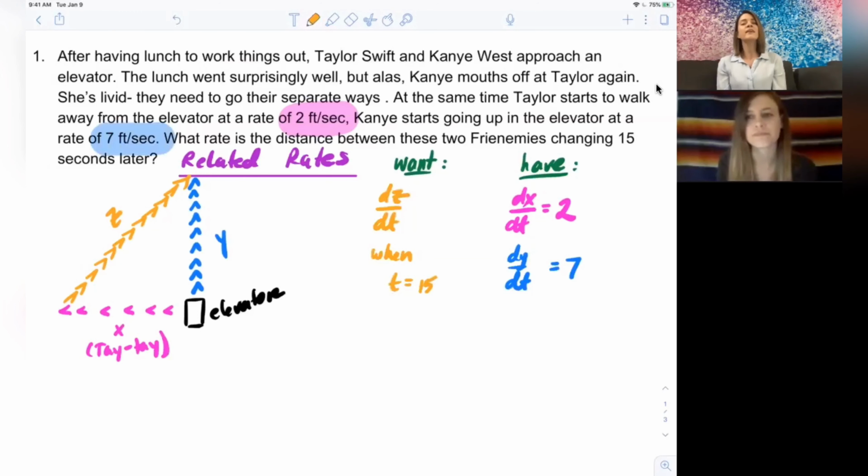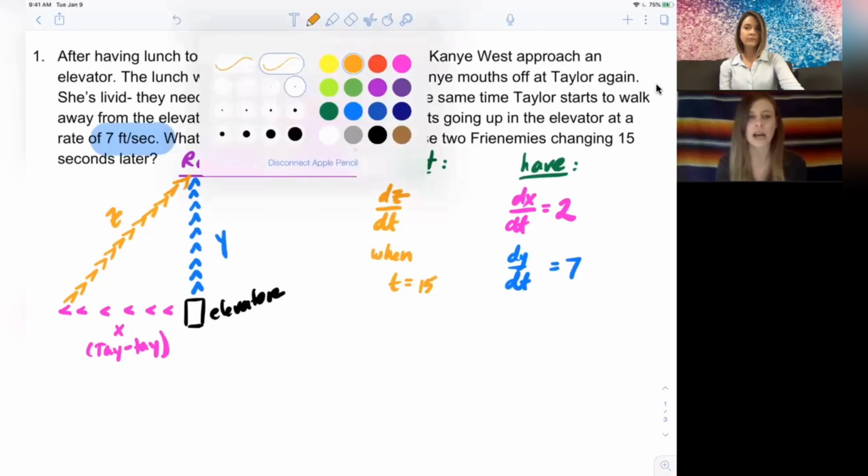I love these because they feel like a snapshot moment, at 15 seconds. That's what derivatives are all about: the instantaneous rate of change right at that given moment of time. Got it. Okay, so now we're going to step back.